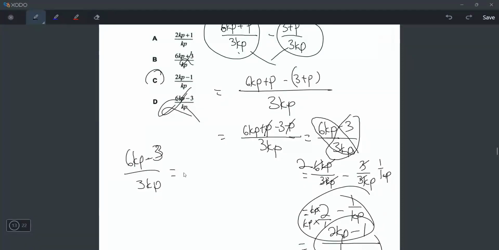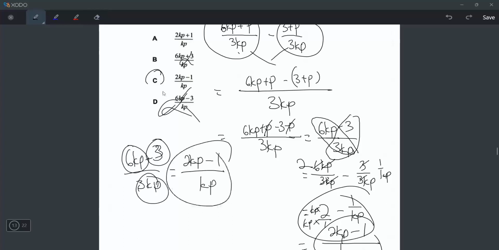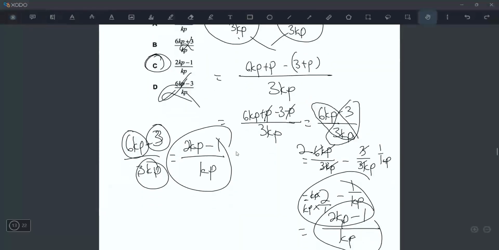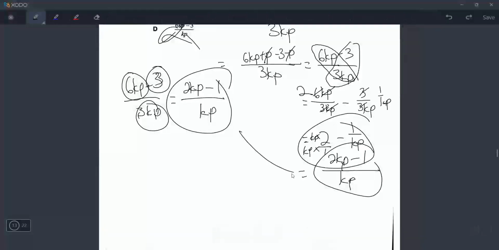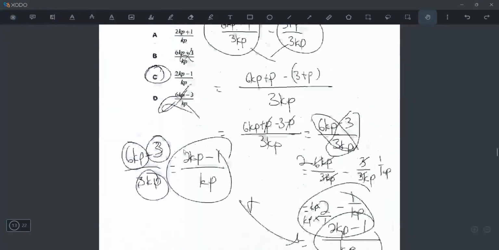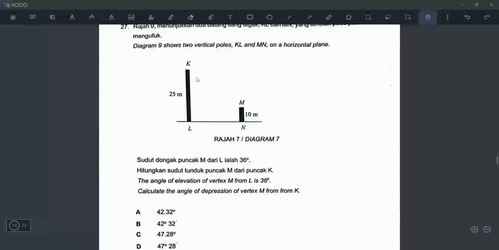And if I simplify this, I will just take all these 3 ketul bahagi 3. Like divide 3, 2kp, divide 3, minus 1, divide 3, kp. Yeah, that's why the answer is C. Okay, or you can also simplify it using this method I showed you just now. It's the same. Okay, so the answer is C. Okay, let me just quickly check with the schema jawapan. Yeah, it's C. Okay, so hope you understand. Let's go.